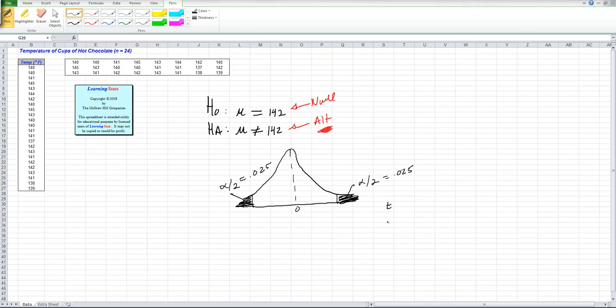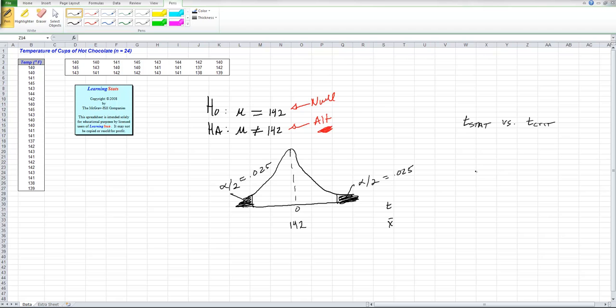We can also add the x-bar axis here, which is centered at the hypothesized value. So I have a t-axis, which is a standardized axis, and an x-bar axis. And my shaded regions are rejection regions. What I need to conclude this test, and there are a number of ways I could do this, is to compare my test statistic to my critical t value, which I'll call t crit right there.